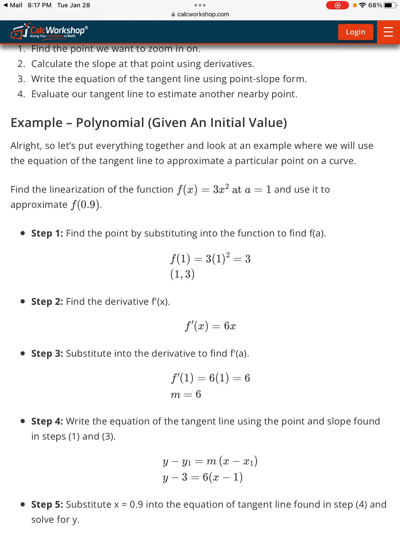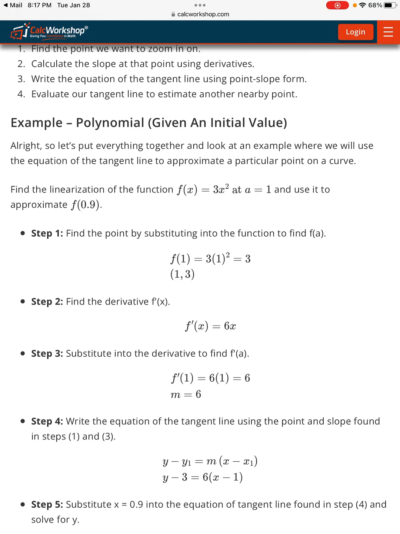Example, a polynomial given an initial value. All right, so let's put everything together and look at an example where we will use the equation of the tangent line to approximate a particular point on a curve. I want you to find the linearization of the function f of x equals 3x squared at the point 1 and use it to approximate 0.9.